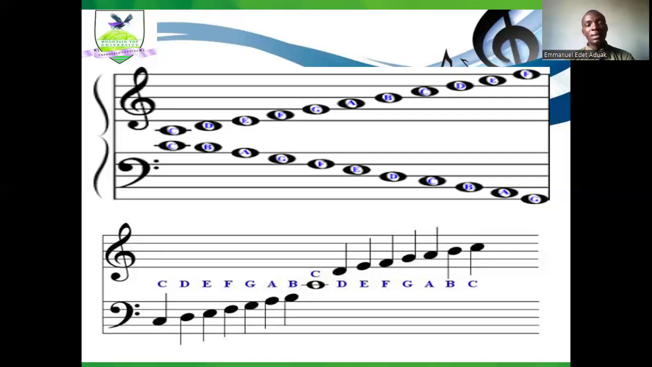So the space is B. So we have line 5 bass staff to be A, the space that follows to be B, then middle C. I take it again. Line 5 bass staff is A, the space that follows is B, then we have middle C. Now, line 1 treble staff is E, the space below it is D, then we have middle C.